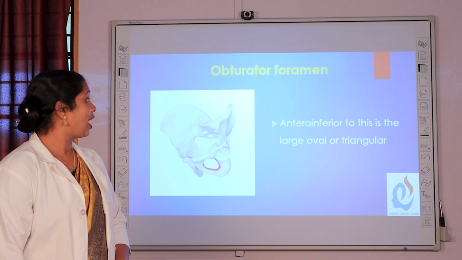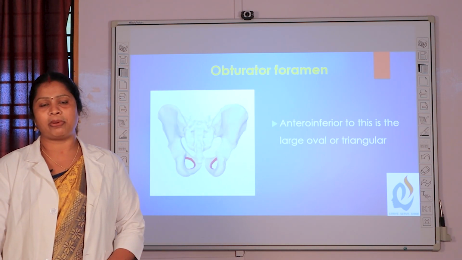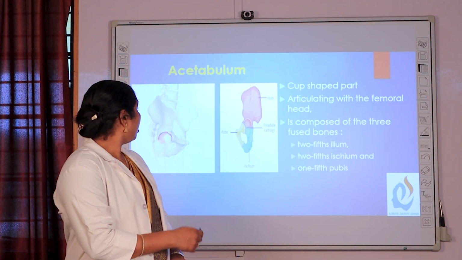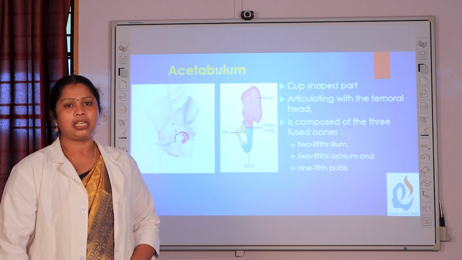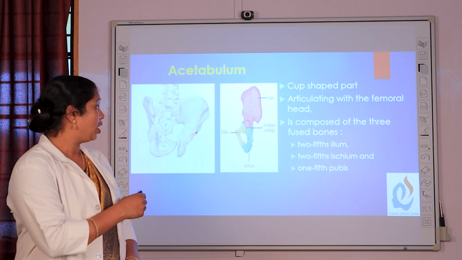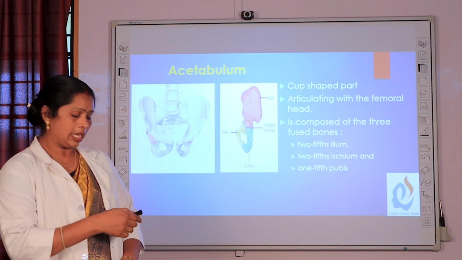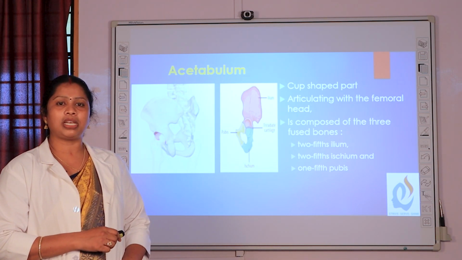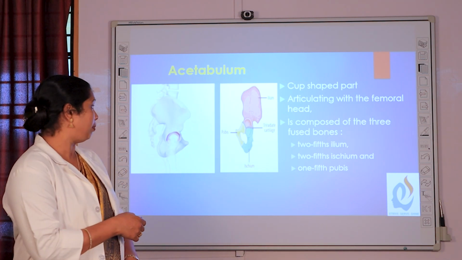The next one is the obturator foramen. It is an anterior oval foramen, called the obturator foramen. The second one is the acetabulum. It is a deep cup-shaped part. It is composed of 5 parts of the bones: 2/5 of the ilium, 2/5 of the ischium and 1/5 of the pubic bone form the acetabulum. The acetabulum receives the head of the femur.